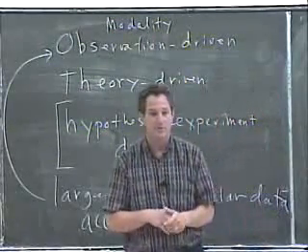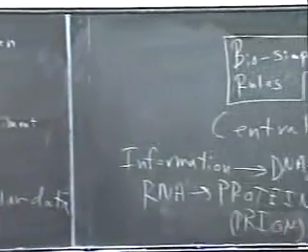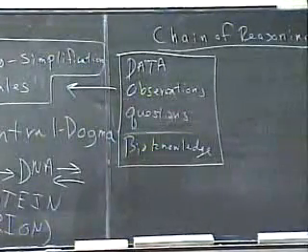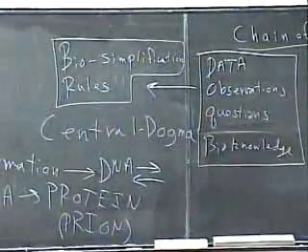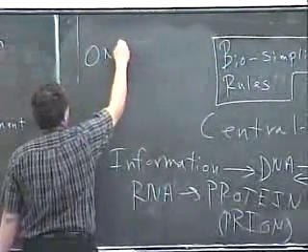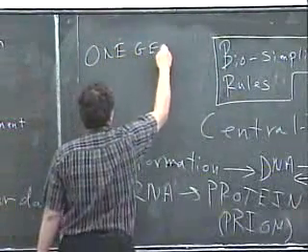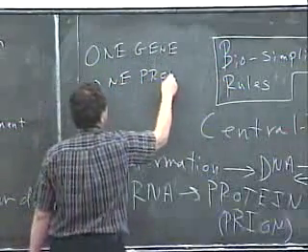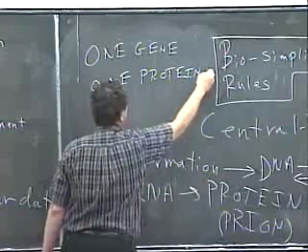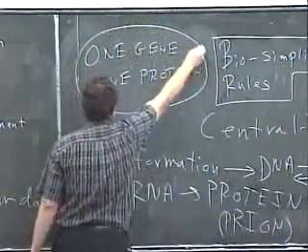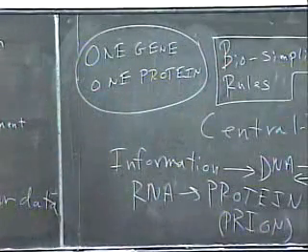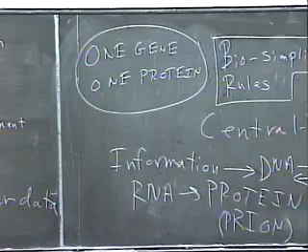Anybody have any other biosimplification rule you want to propose? There are probably, if you put your mind to it, at least 30 or so that you could write down. Here's one: one gene, one protein. So central, it almost is at the heart of a definition of what a gene is. I mean, what's your basic definition of a gene?